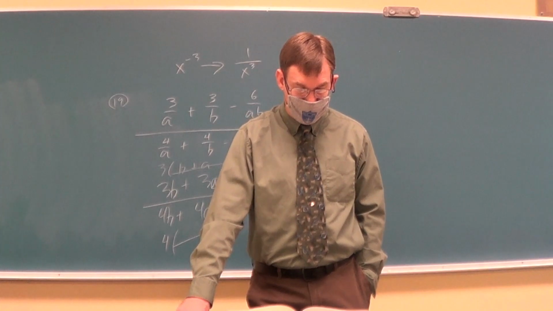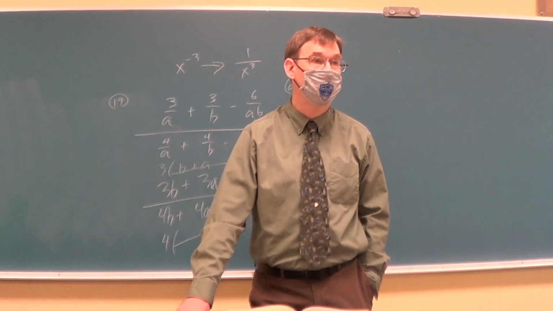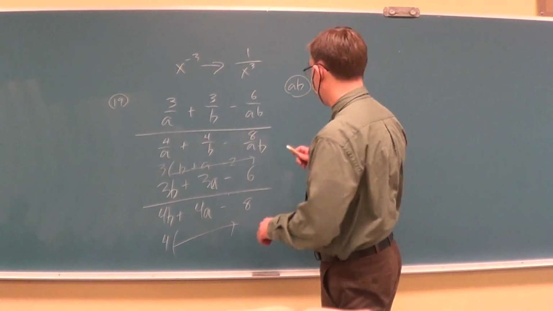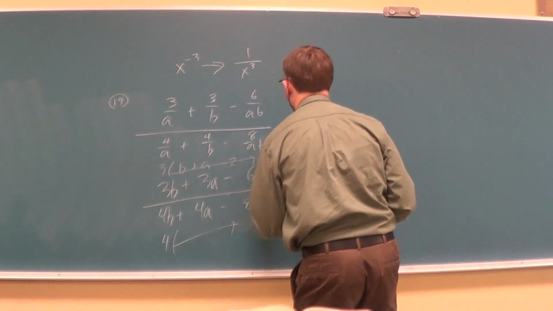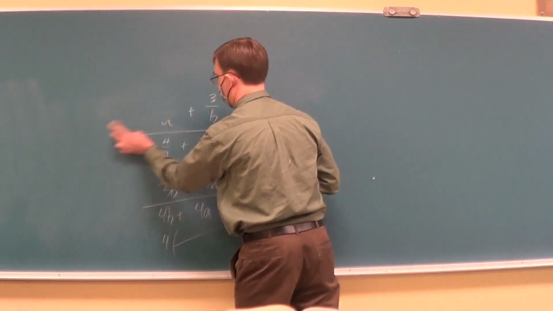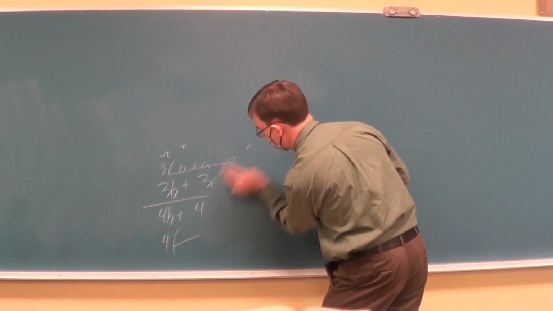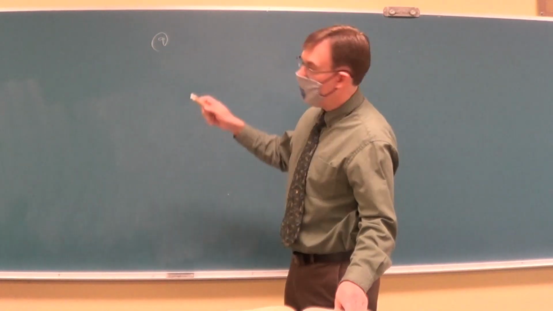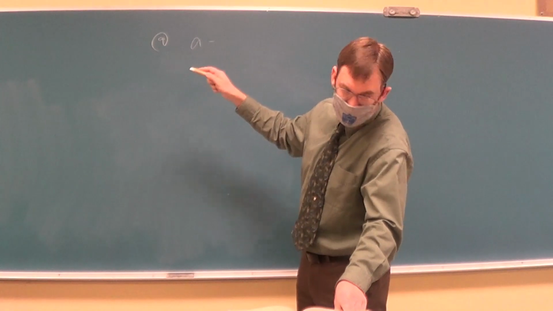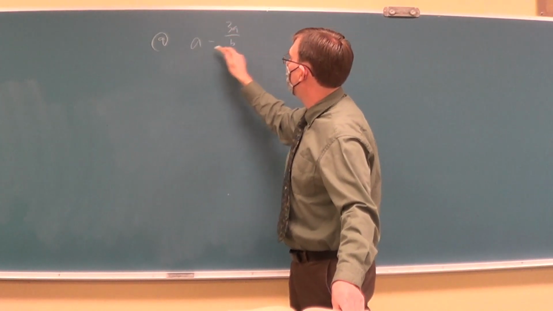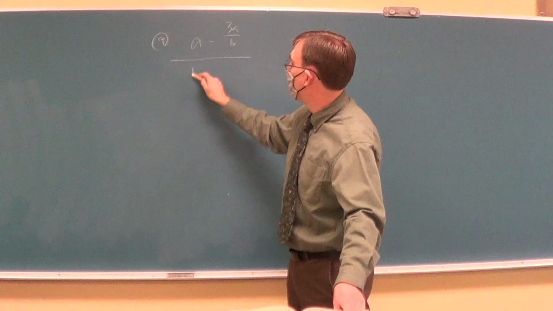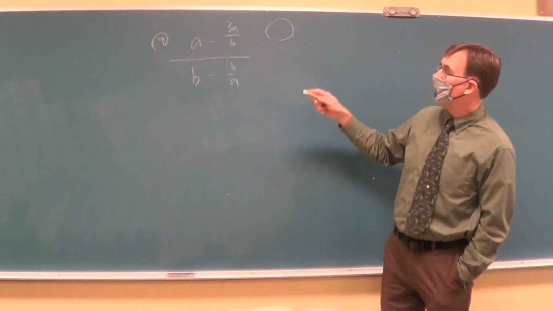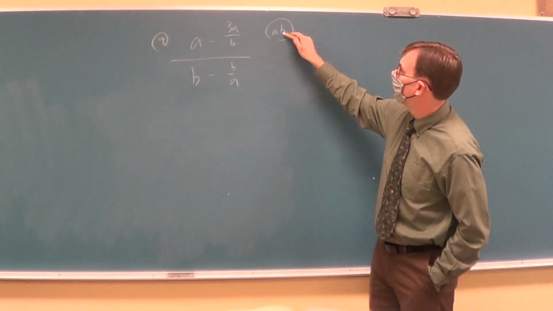Anybody else something before we take on 17? 9. So on 9, I got an A minus 3A over B. I've got a B minus a B over A. So who's my LCM? AB.